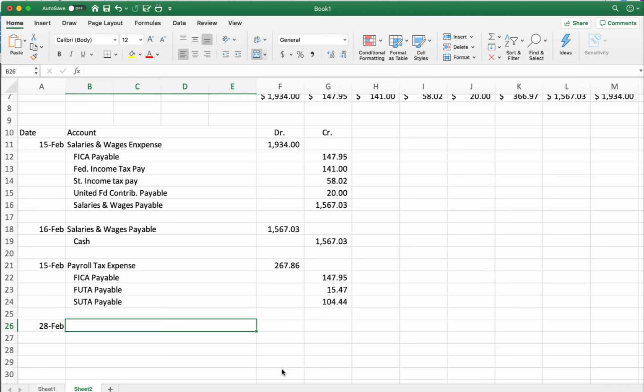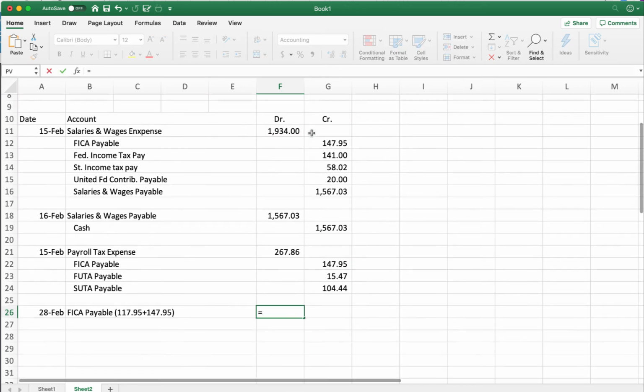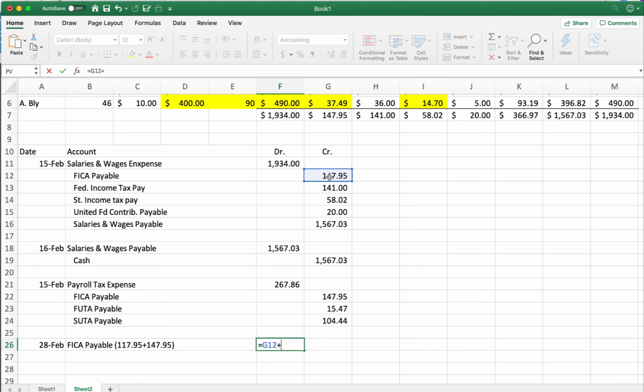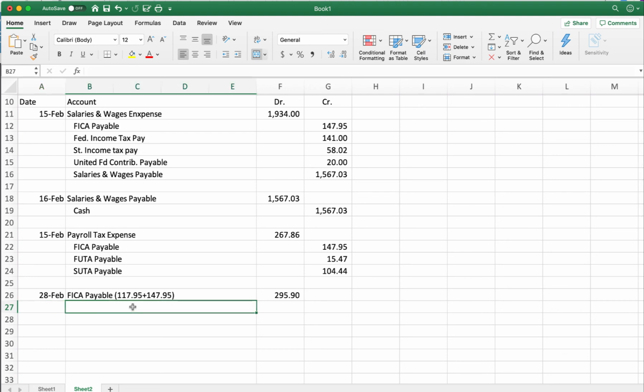And the first thing we need to do is recognize that our FICA payable is decreasing. How do I know the amount? Well, I already booked it for the employee, and I already booked it for the employer, excuse me. So if I take 147.95 plus 147.95, that's my calculation, okay? So I just added those up, right? $295.90.